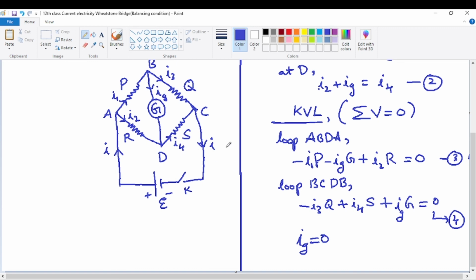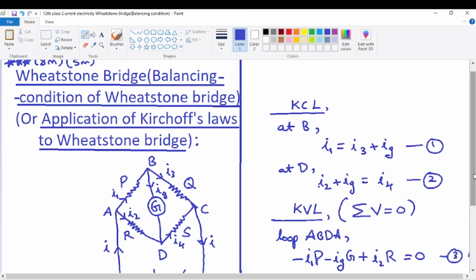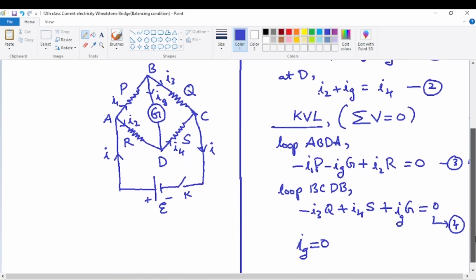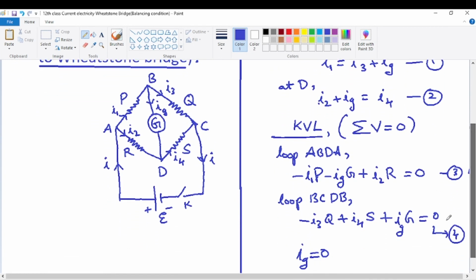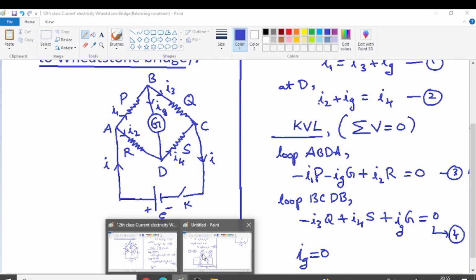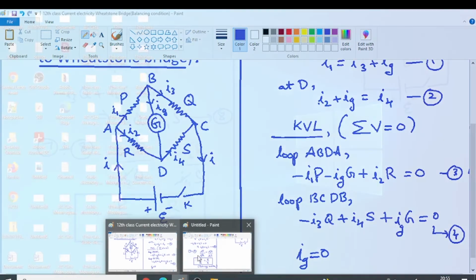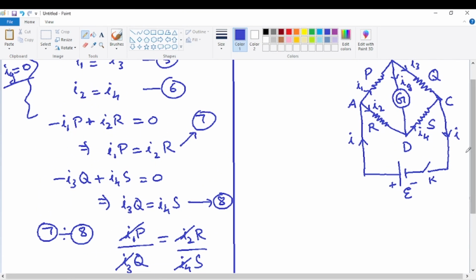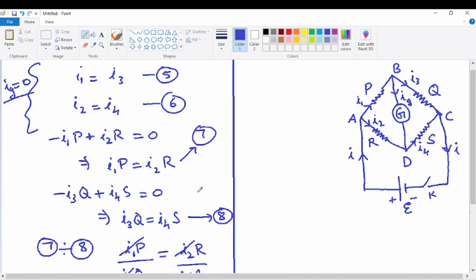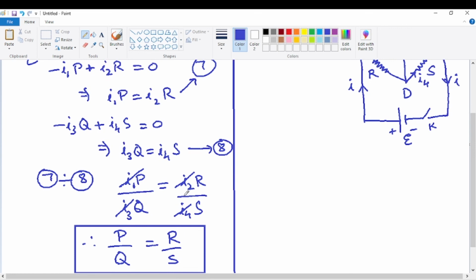Okay, so that's the balancing condition derivation. Now, very quickly, within 2 minutes: there is no big derivation, just four simple equations using the two laws. By making the bridge balanced, the four equations become very simple. They become equations 5, 6, 7, 8, much simpler than the earlier four equations 1, 2, 3, 4. Then dividing the last two equations, we get the balancing condition. That's all. In three main steps, we get the derivation fully.